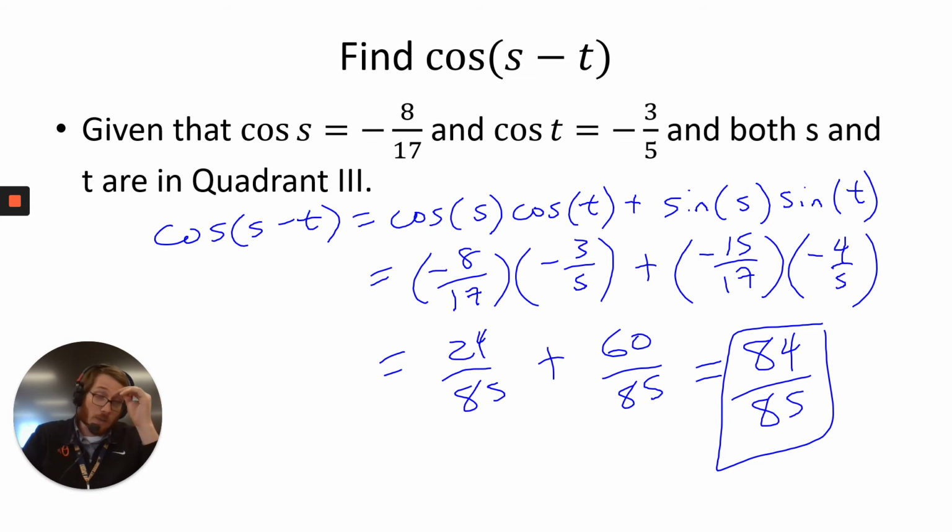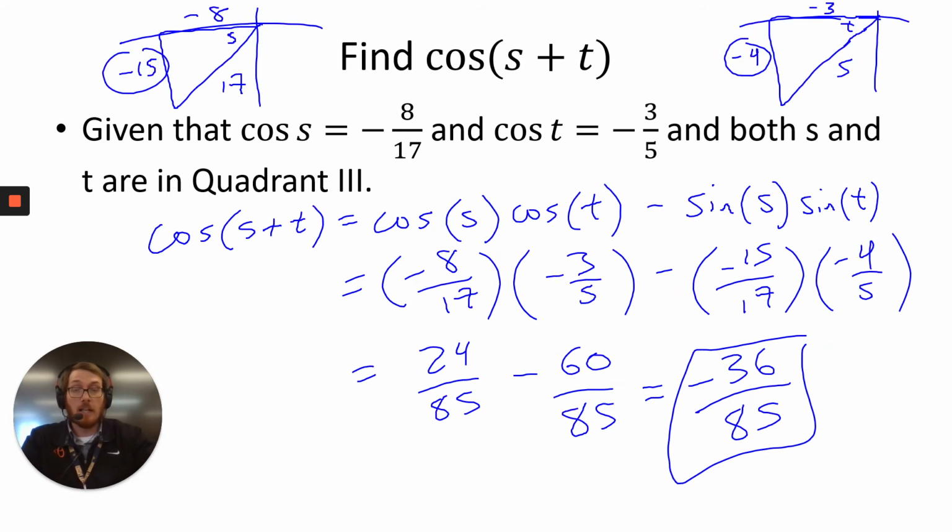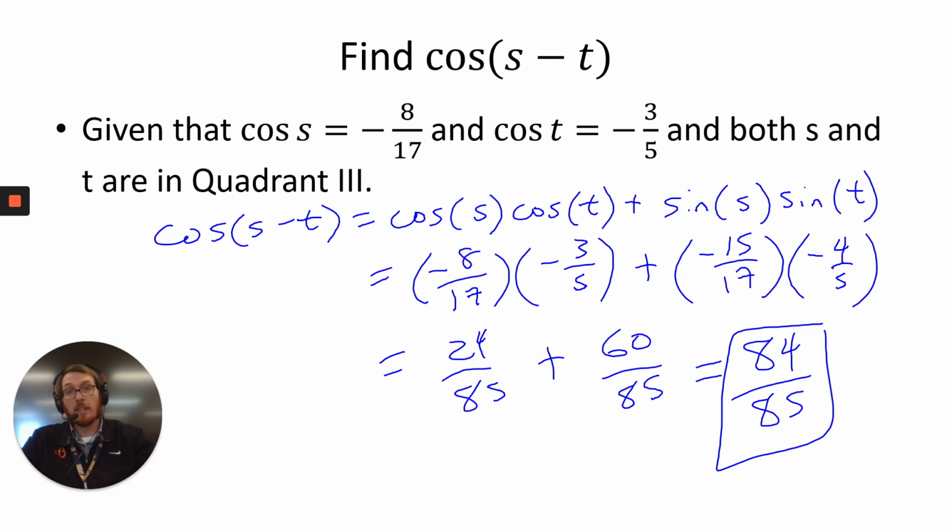Other than that, this question uses the same triangles from the previous slide. So that -8, -15, 17 and -3, -4, 5, those two triangles are still the same. The only difference was we started with an addition in between those two things.